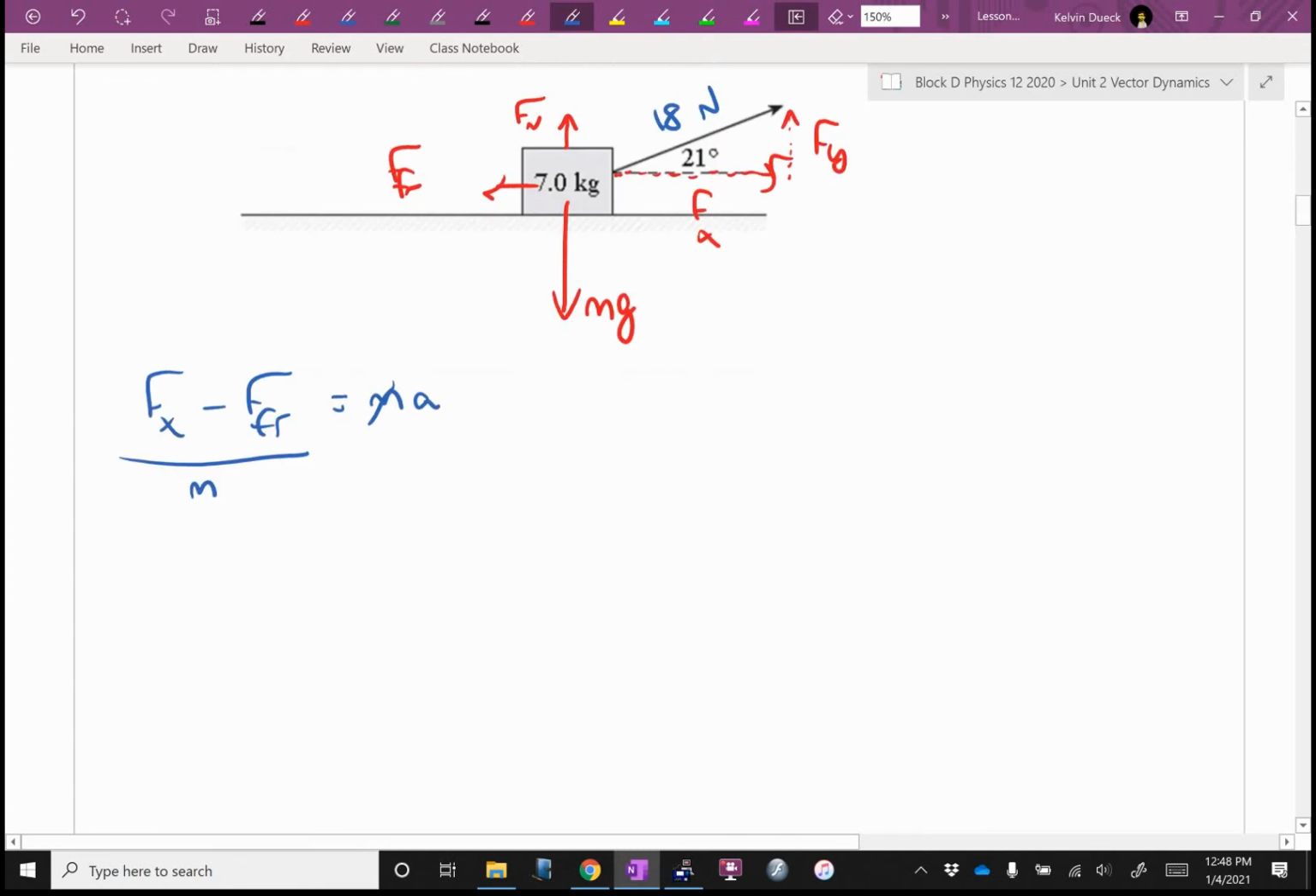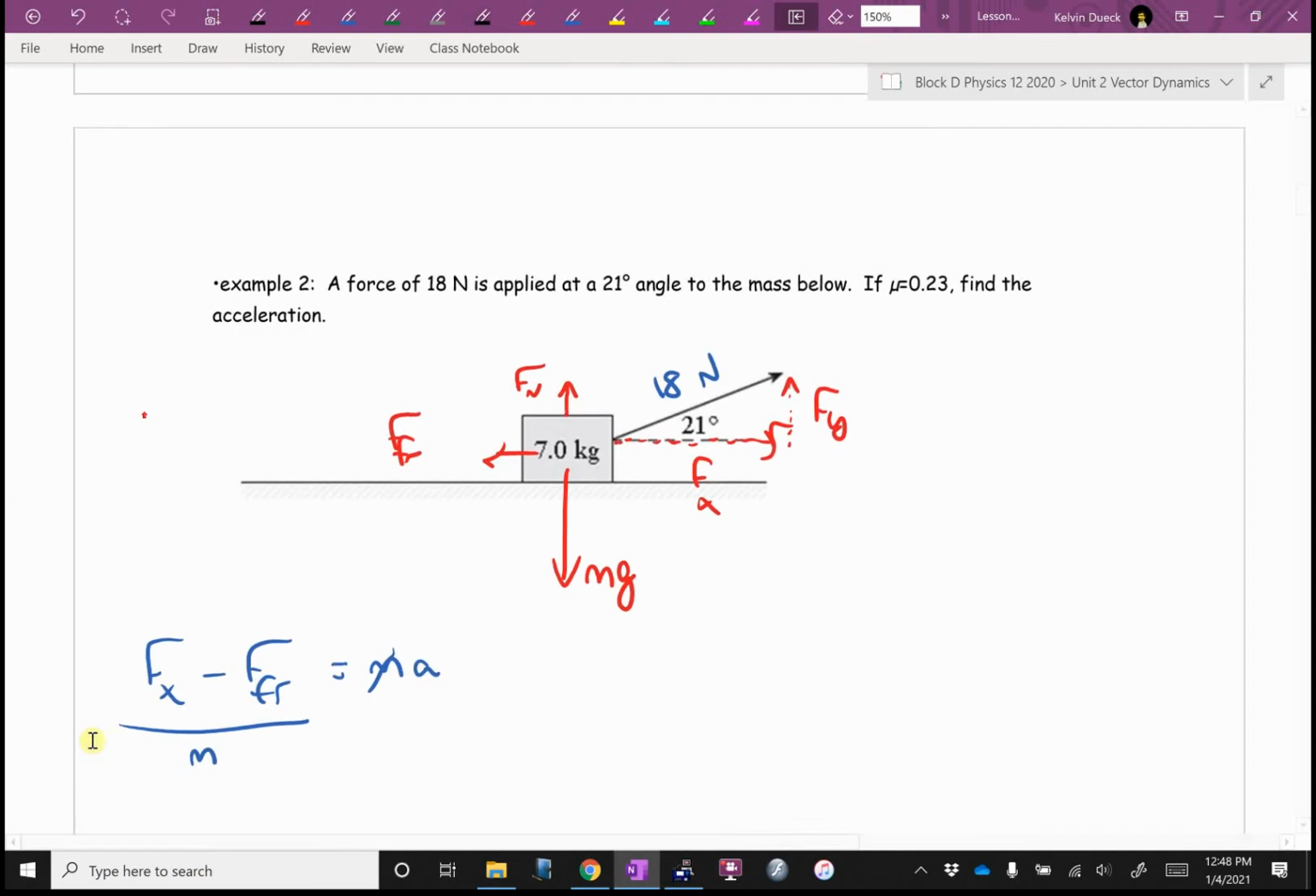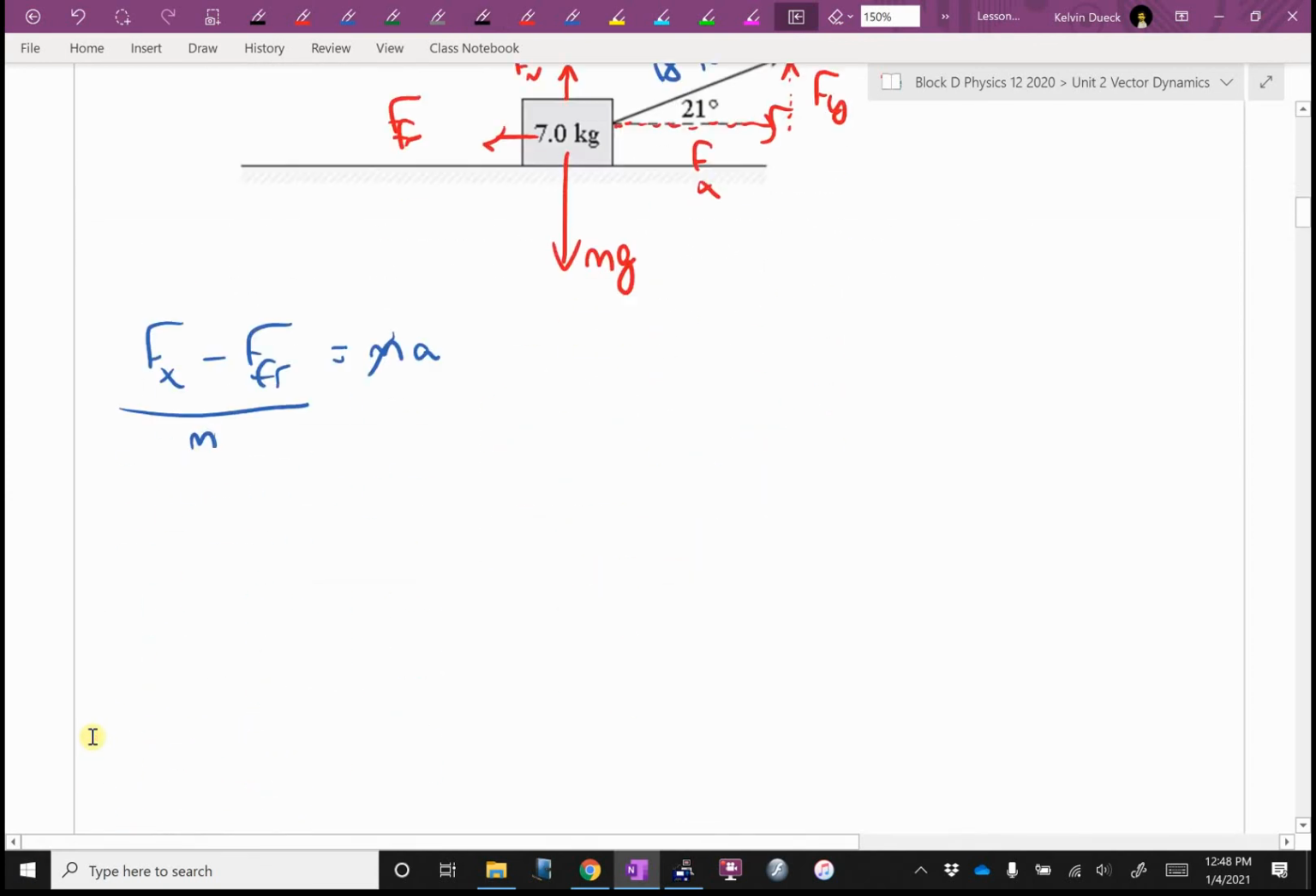Did I give you the whole page? I did. Good. Fx. Look at your triangle. Is Fx cos again? Is it adjacent? It is? Oh, that's nice. So you're telling me it's going to be, I've forgotten all the numbers, 18 cos 21 minus friction, which is mu times the normal force, all over m.